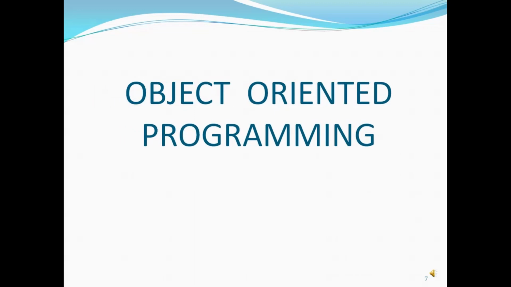Now let me explain to you the concept of object-oriented programming. Object-oriented programming is a method of implementation in which programs are organized as a collection of objects, each of which represents an instance of some class, and whose classes are all members of a hierarchy of classes united via inheritance relationship.